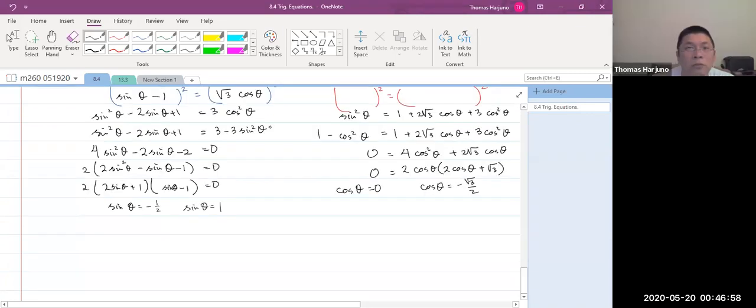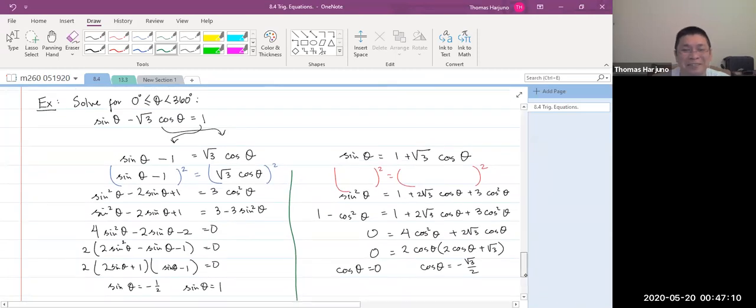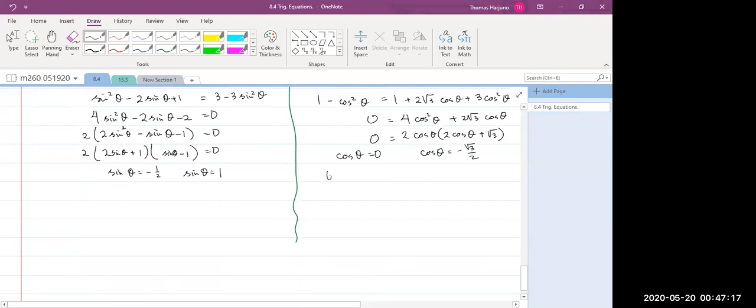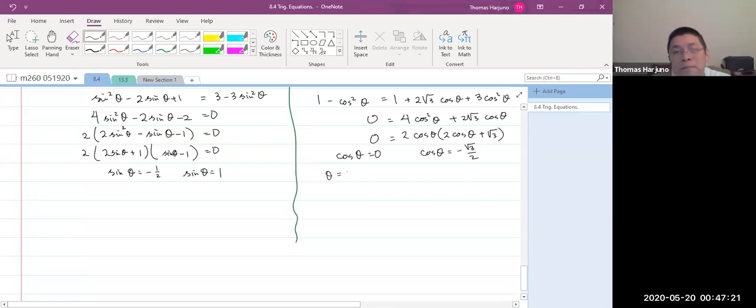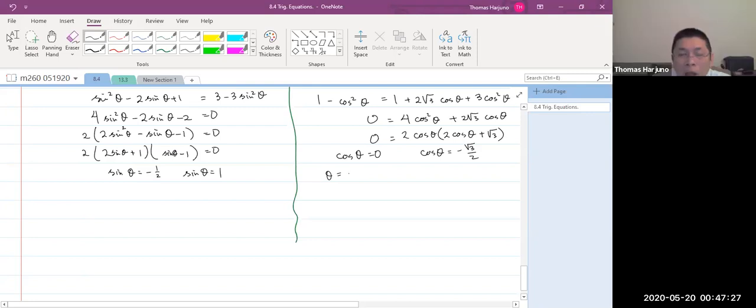Okay, so some of you did the one on the left, some of you did the one on the right. So there are 2 ways to do this. I'll show you both ways at once. Okay, are you done, Jeffrey? Yes. Okay, so what are your theta? I did the one on the right.